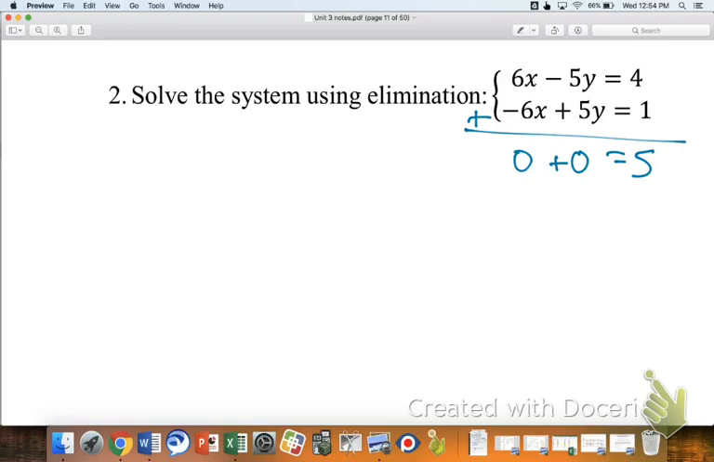So this is one of those weird situations where the x's and the y's added out. So does 0 really equal 5? No. Therefore, the answer is there is no solution to this.